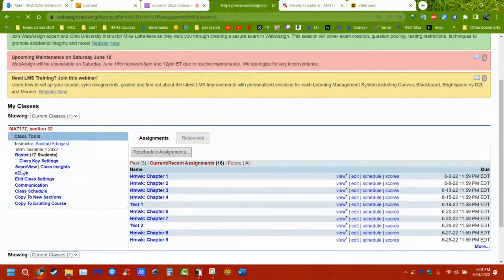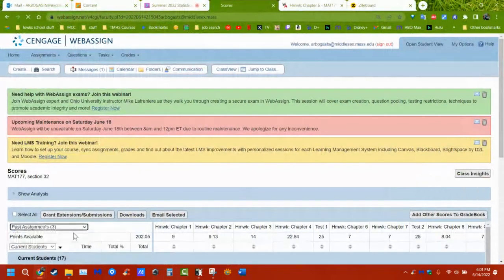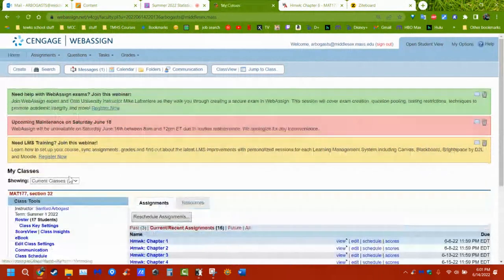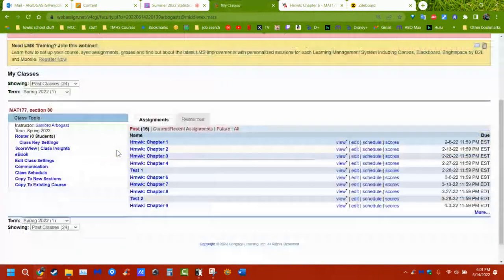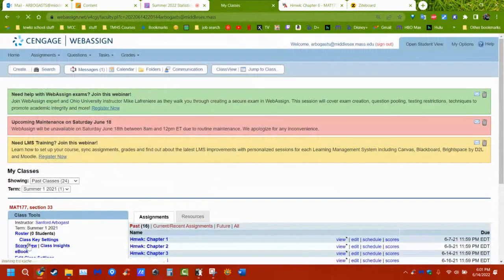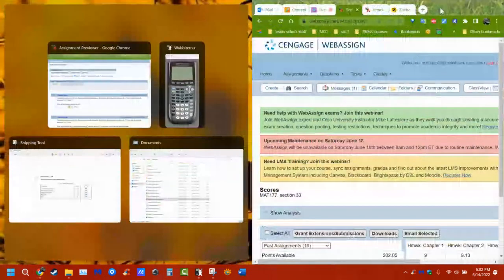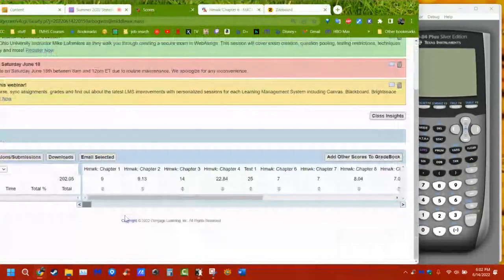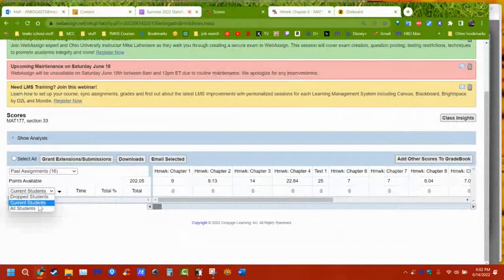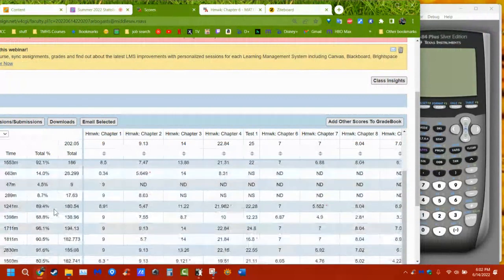And so I just look at score view quickly. Let me go to past assignments. Actually, I'm going to go to a past course that way you can see. This is our request. Square view. And I'll look at past assignments. And I need past students. And then it gives me the percentages. And so I then look and go, okay, well, here's the percentage you got, and I base it off of that.